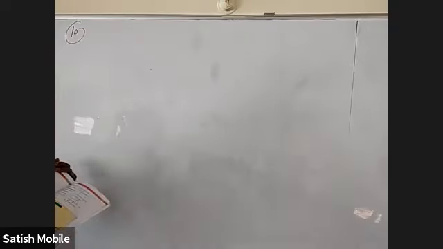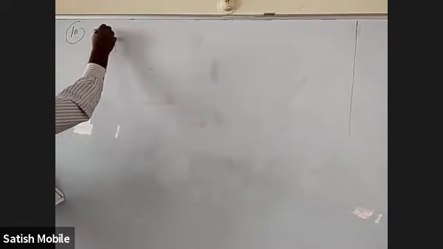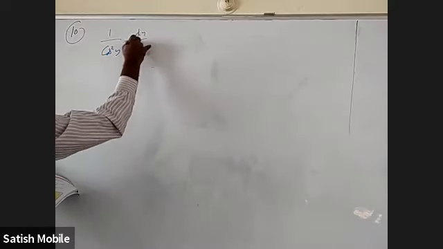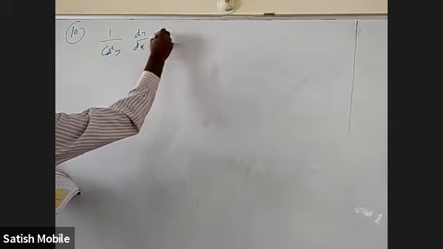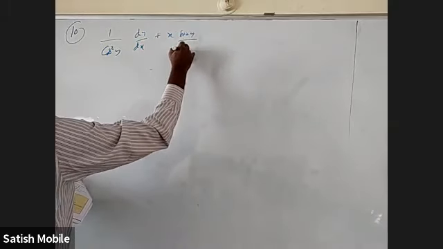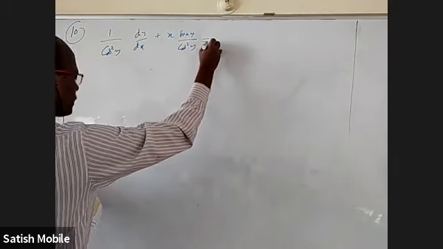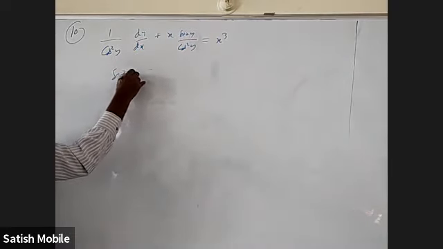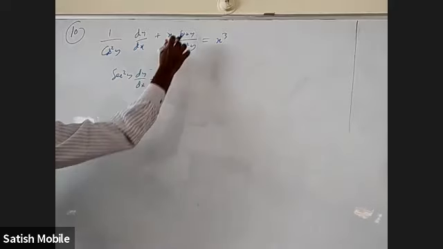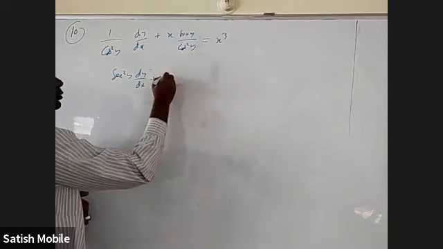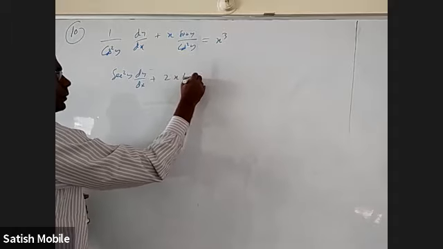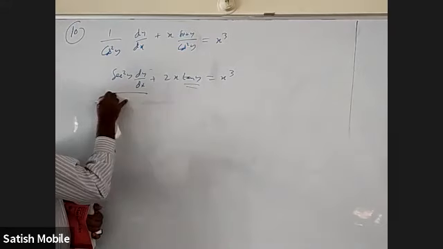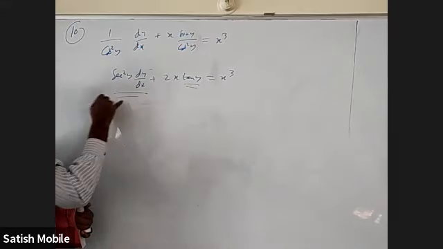On the right side, cos square y we don't want. Divide with cos square y. 1 by cos square y dy by dx plus x into sine 2y by cos square y is equal to x cube. This is secant square y dy by dx. This you can get 2 sin y cos y, you get to 2x tan y. This is also Bernoulli's where you take this as z and this will be nicely dz by dx.